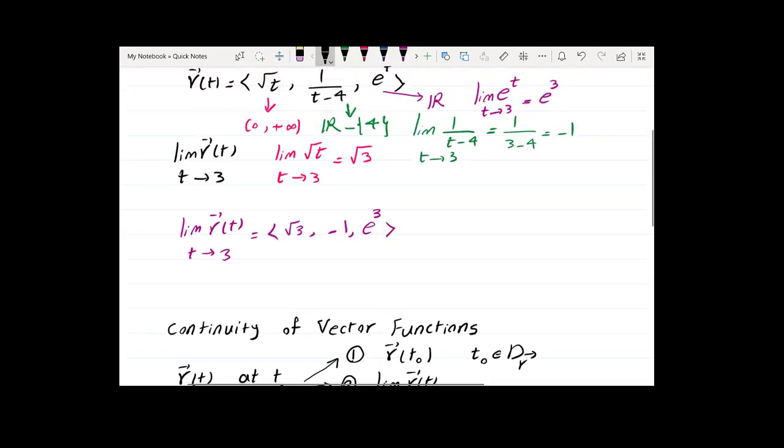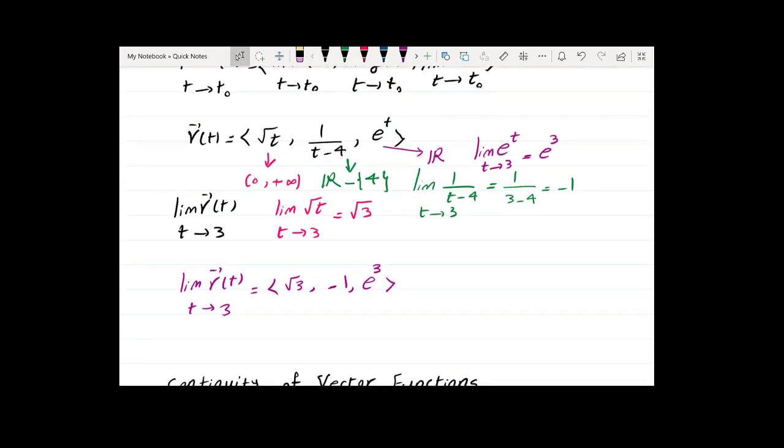In the previous example, as you see, since the intersection of these three subsets is all real numbers greater than 0 except 4, the continuity points for this vector function are these real numbers.